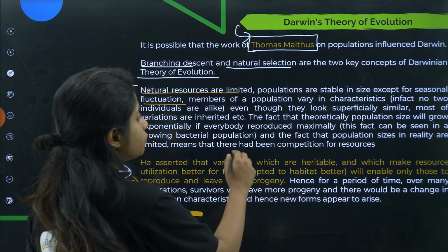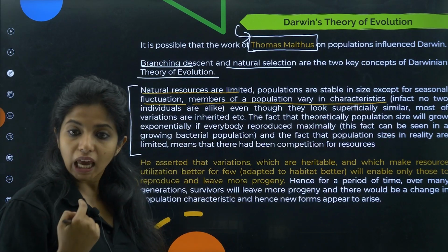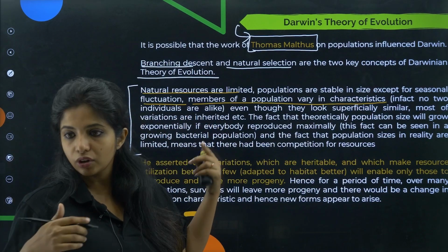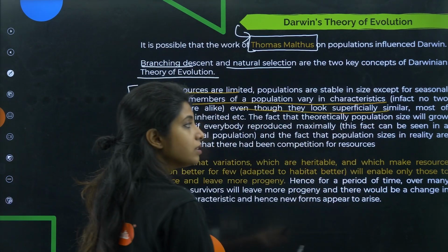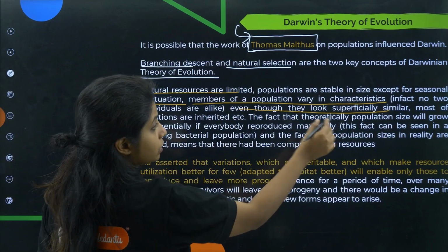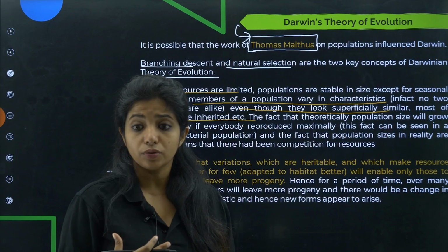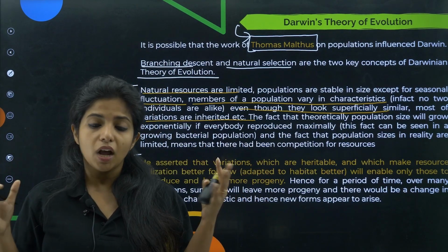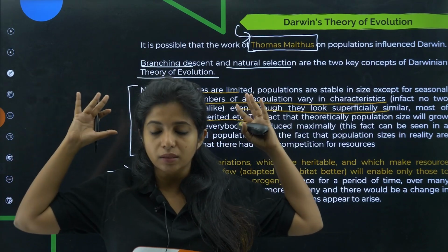Okay, the members of a population vary in characteristics. Agree? You, me, everyone vary in some or the other character. In fact, no 2 individuals are alike. We are not alike, even though they look superficially similar. Yes, you have 2 hands, I also have 2 hands, you have 2 legs, I also have 2 legs. Okay, so most of the variations, it is also said, are inherited. Whatever variations that you see, most of them are inherited. They didn't tell how the variation came about. They said whatever changes are in me are inherited from some other organism, basically my parents.